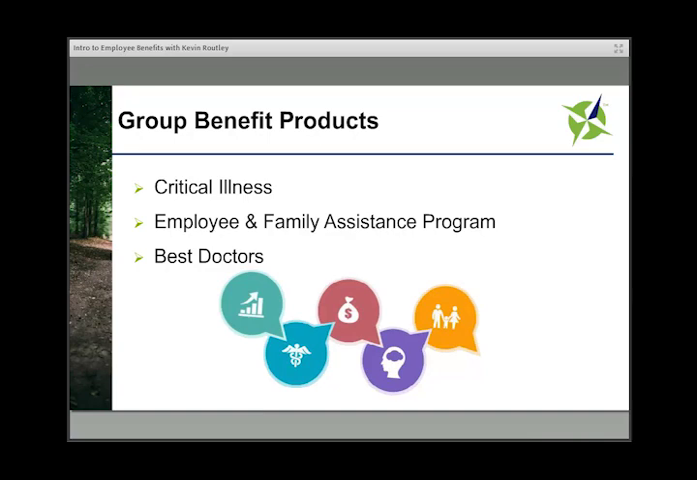Another aspect that group benefit programs provide is something called Best Doctors, which is a second opinion service provided for somebody that's suffering from a critical illness. So as an example, if you came down with cancer and you're diagnosed with cancer at your local hospital, where do you go to get a second opinion? Is there a place that you can get a second opinion?